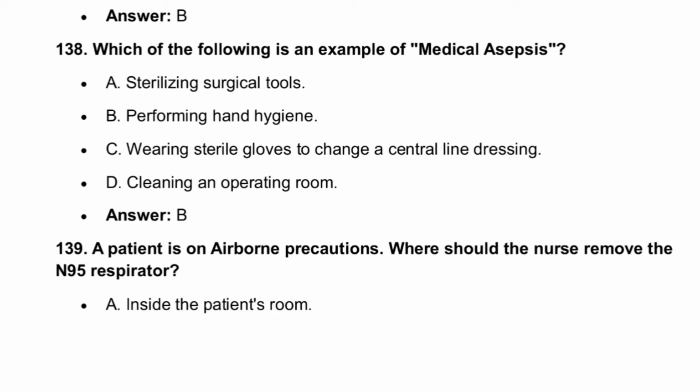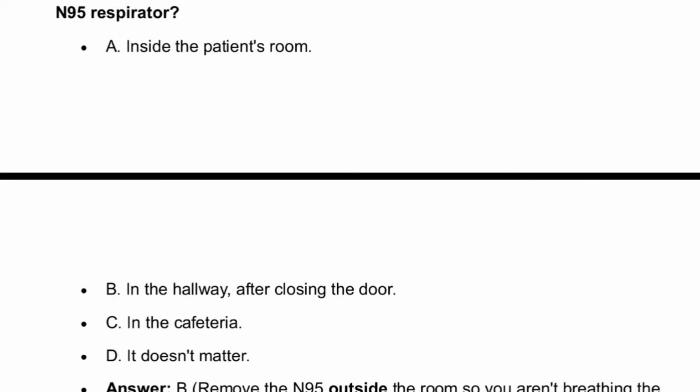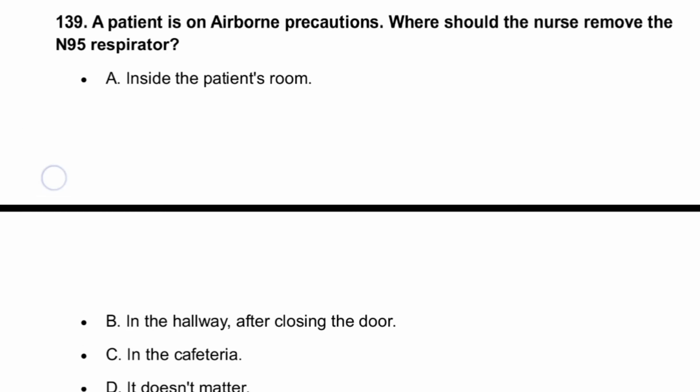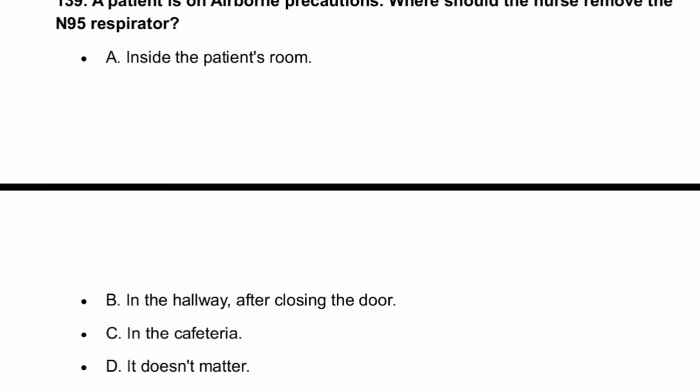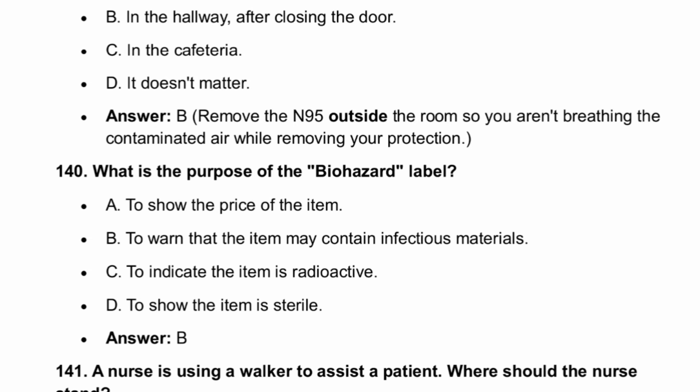A nurse is on airborne precautions. Where should the nurse remove the N95 respirator? Answer is B, in the hallway after closing the door. What is the procedure for the biohazard label? B, to warn that the item may contain infectious material.